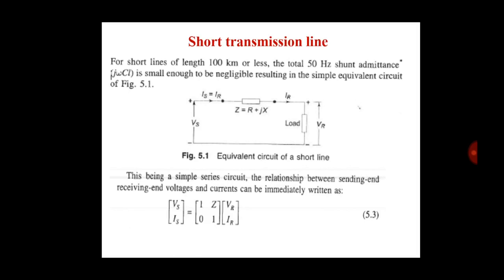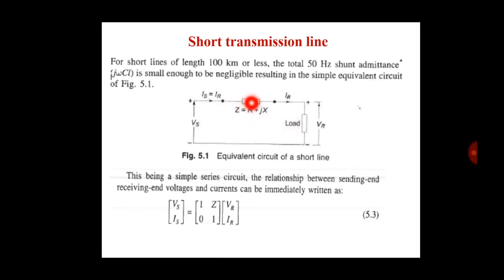So we draw the short transmission line. Here is the equivalent circuit of a short transmission line. In the diagram we see here is the VS. What is VS? Sending end voltage. VR. What is VR? Receiving end voltage.